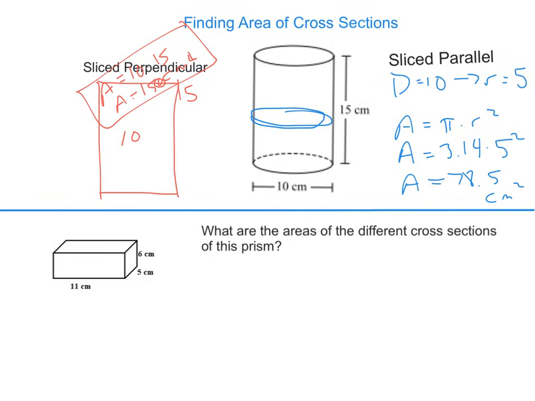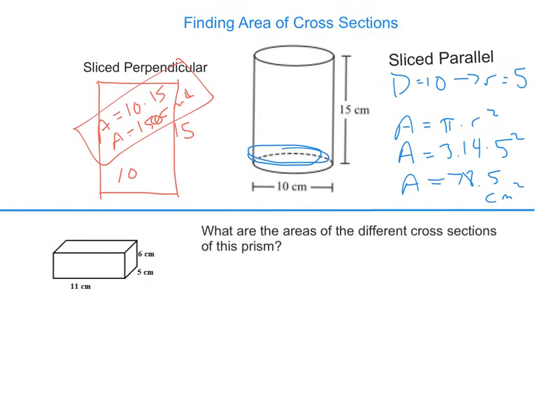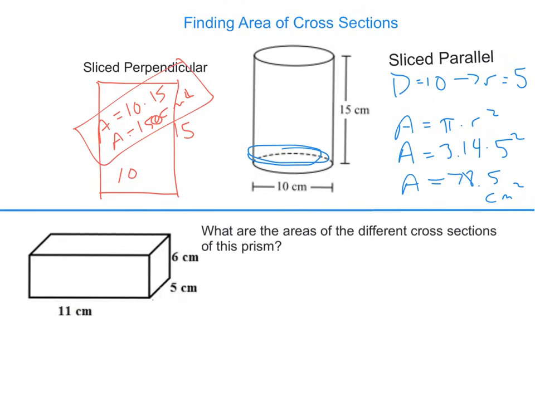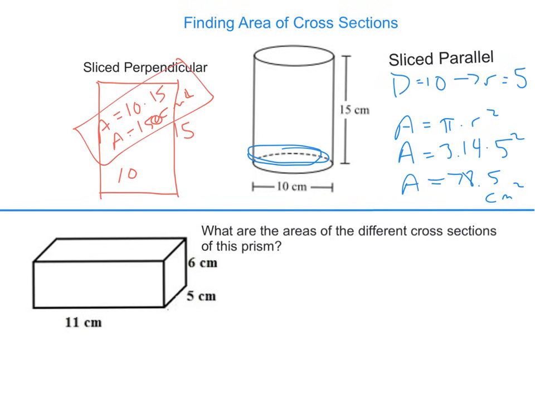Okay, two different cross sections, I get two different areas. If I slice perpendicular, it's 150 centimeters squared. If I slice parallel, I get 78.5 centimeters squared, because I get two different cross sections here. Down below, what are the areas of the different cross sections I could get of this prism? And I should say if I slice parallel. Kind of poorly worded questions here.